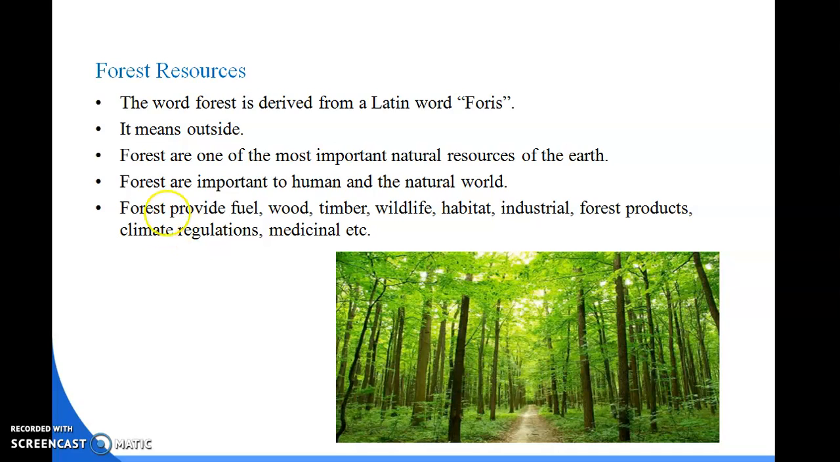So it is very important. The word forest is derived from a Latin word, forestis, which means outside. That is what we call our forest resources. This is also one of the most important natural resources.